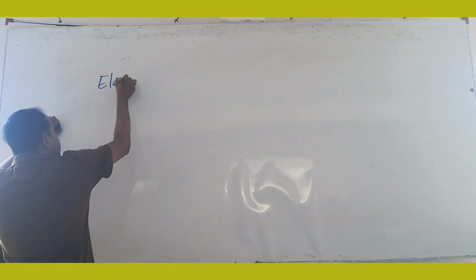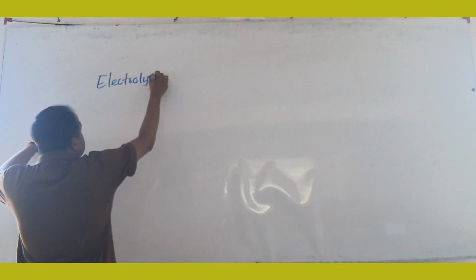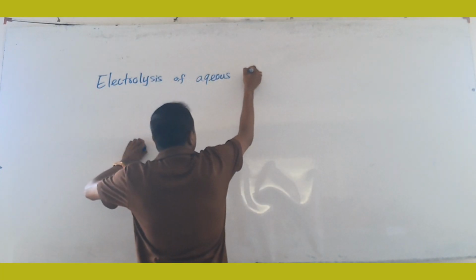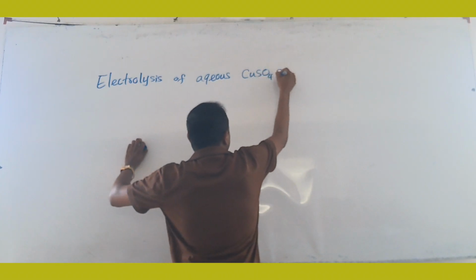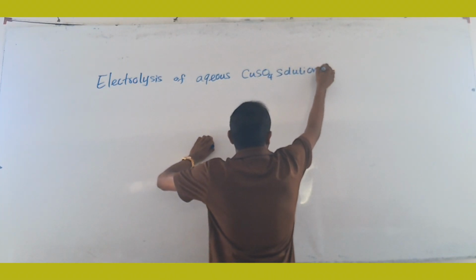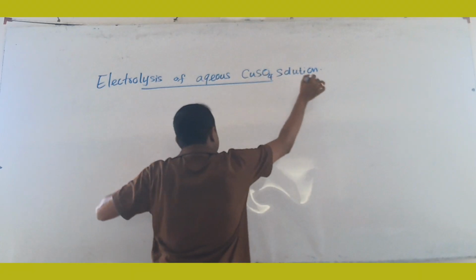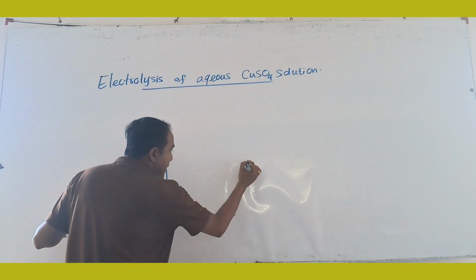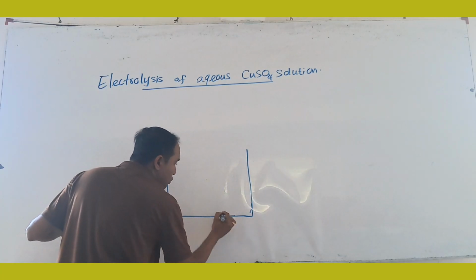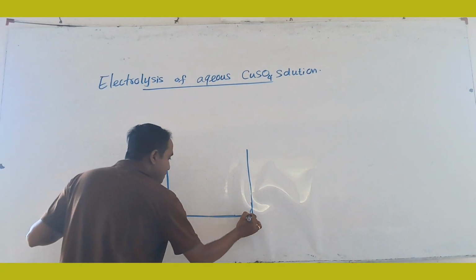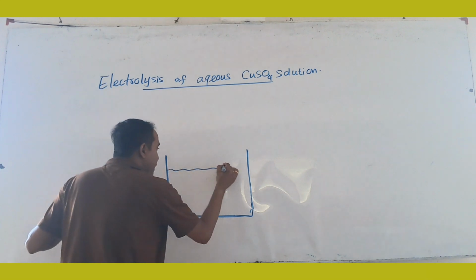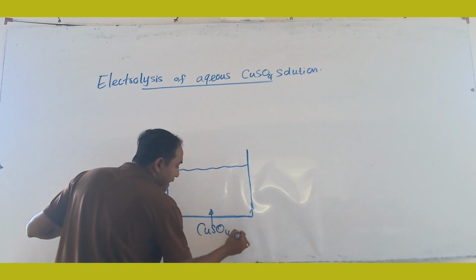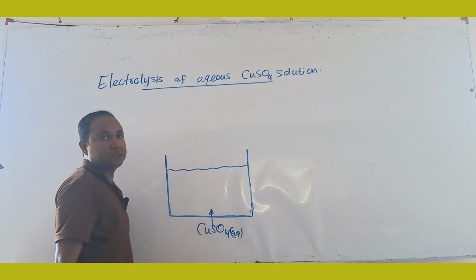Electrolysis of aqueous copper sulphate solution. Firstly, we should take the aqueous copper sulphate solution into relevant vessels. This is the aqueous copper sulphate, CuSO4 (aq).